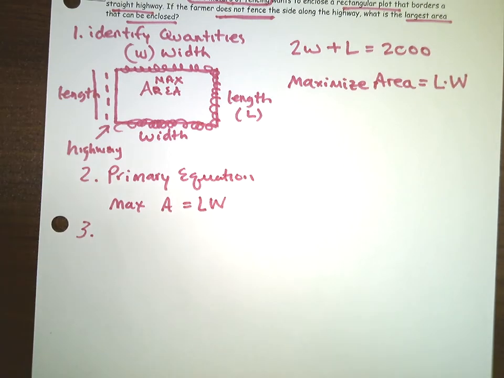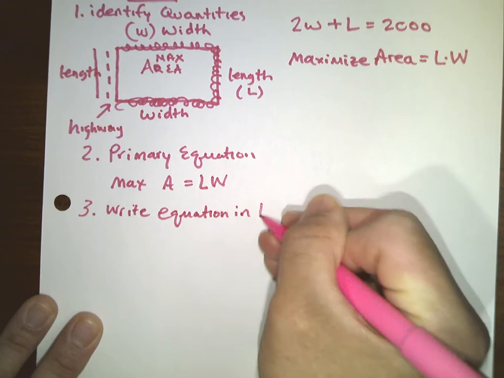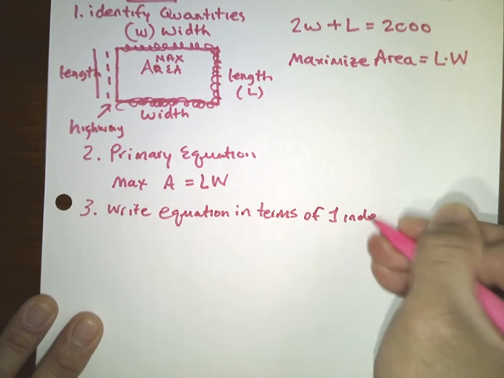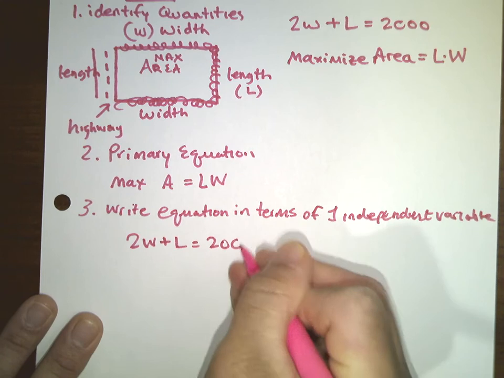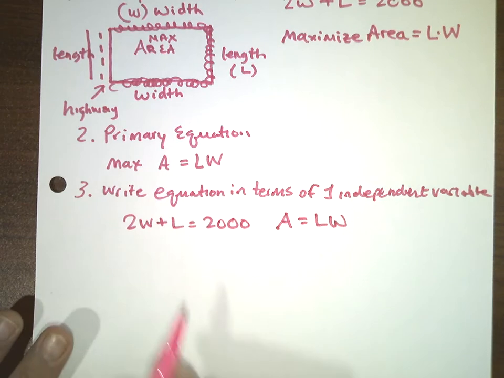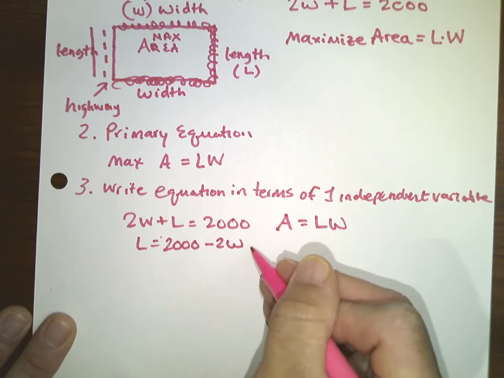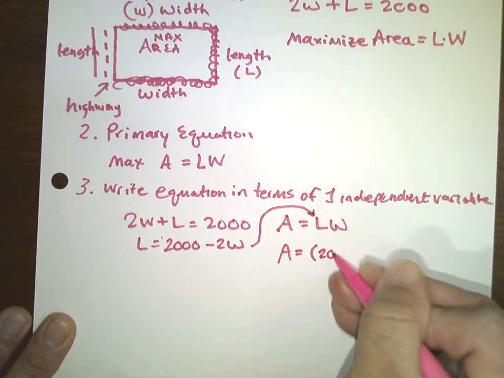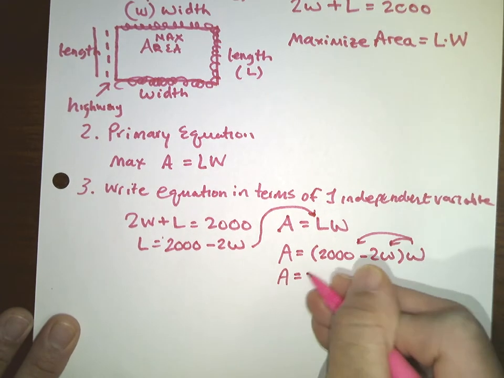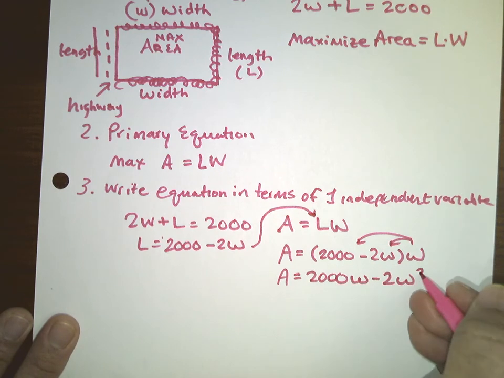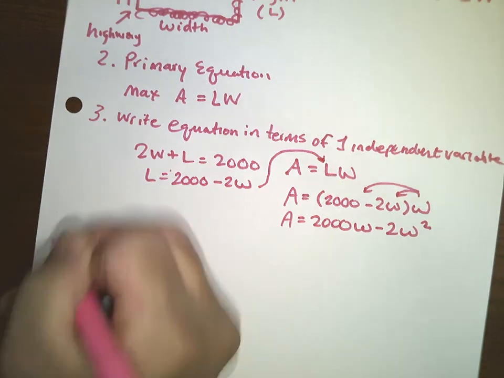And then we're going to write the equation in terms of one independent variable. So how do we do that? Well, we have 2W plus L is 2,000. And we have A is equal to L times W. So I'll just subtract the 2W here to get L is 2,000 minus 2W. I'll substitute that in here for L. So A is 2,000 minus 2W times W. I'll distribute the W. So A is 2,000W minus 2W squared.